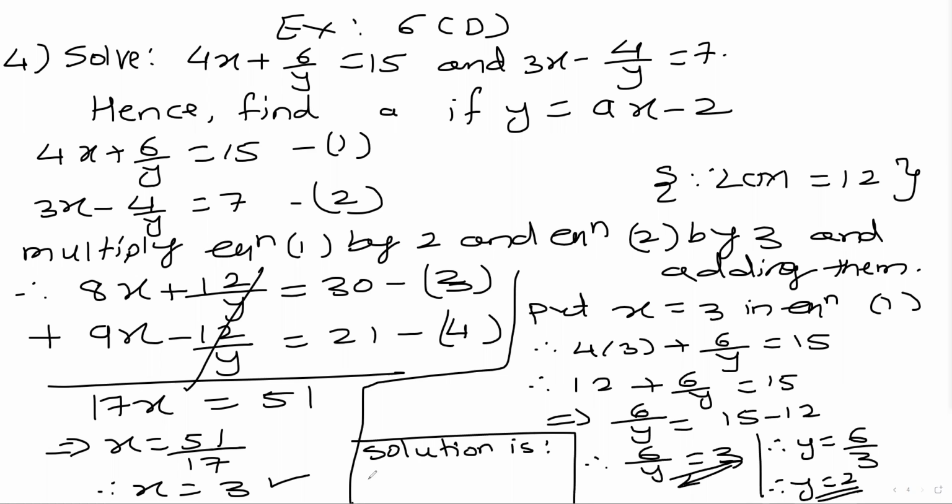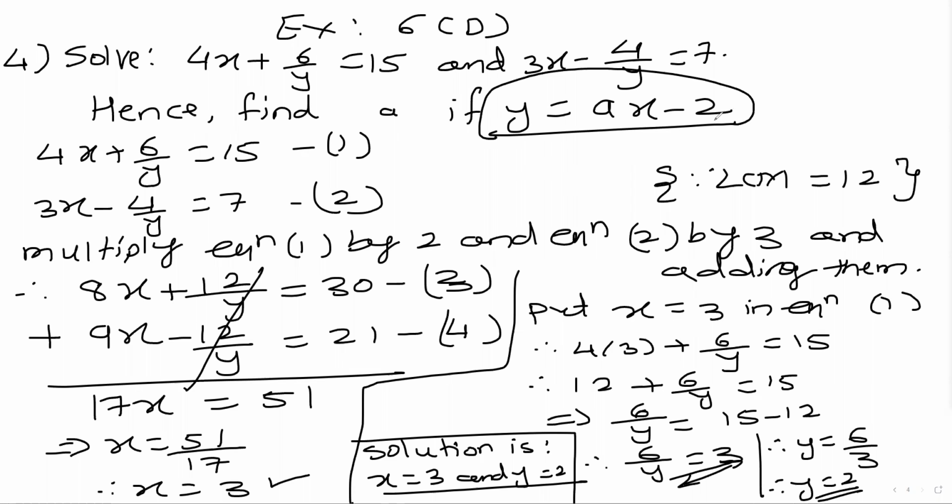The solution is x is equal to 3 and y is equal to 2. Got it? No, wait. So we have the values of x and y now, right? You see an equation given. So this is like a relationship between x, y, and a.